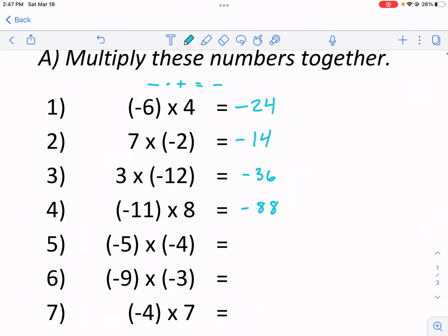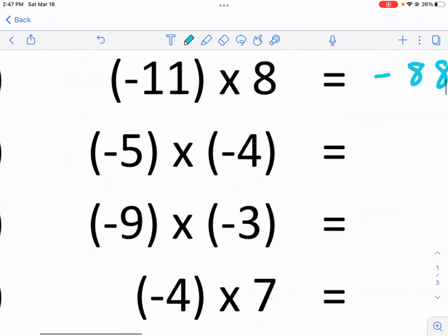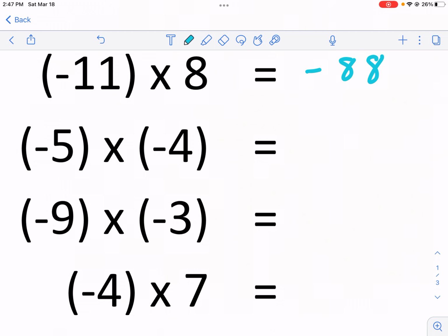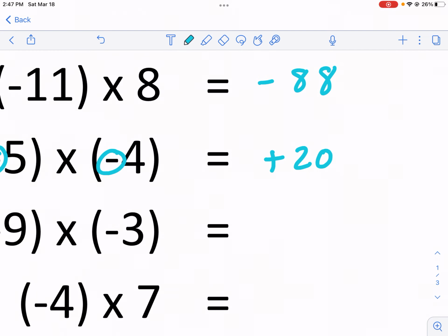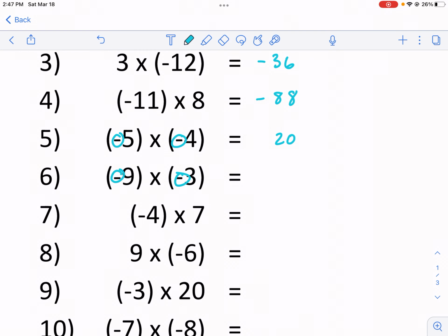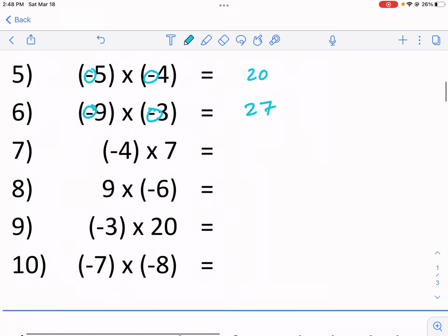We have negative 88. Here we have a negative times a negative. So we do the 5 times the 4, we get 20. And then we say, okay, it's a negative, but then we also have another negative. So the opposite of a negative, this is going to be a positive. You're not going to put a plus sign, though, because with positive numbers, you just leave it as a normal number, okay? So anytime you see the two negatives, like in number 6, you're just going to get a positive. You don't need to put the plus sign.